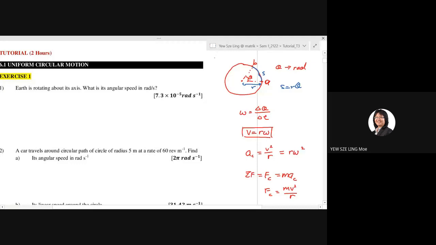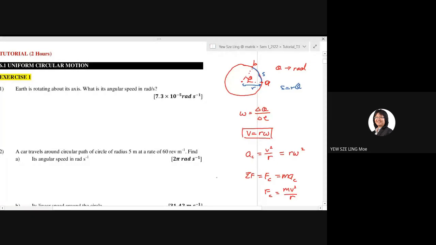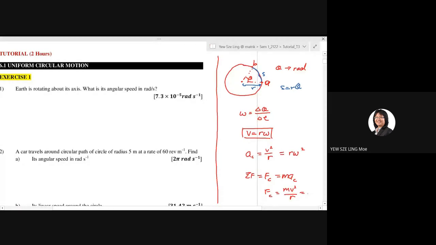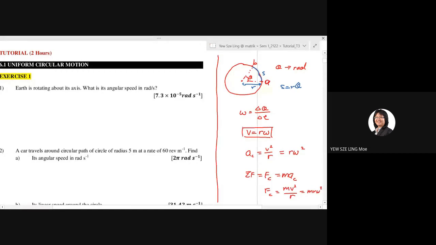So this is a summary of chapter 6, the things that you have to know in chapter 6. And obviously m v squared over r can also be written as m r omega squared. So basically these are the equations that we're going to use in this chapter.